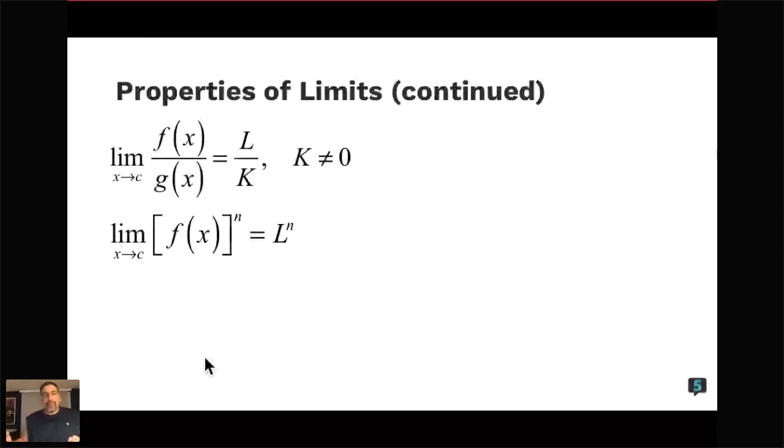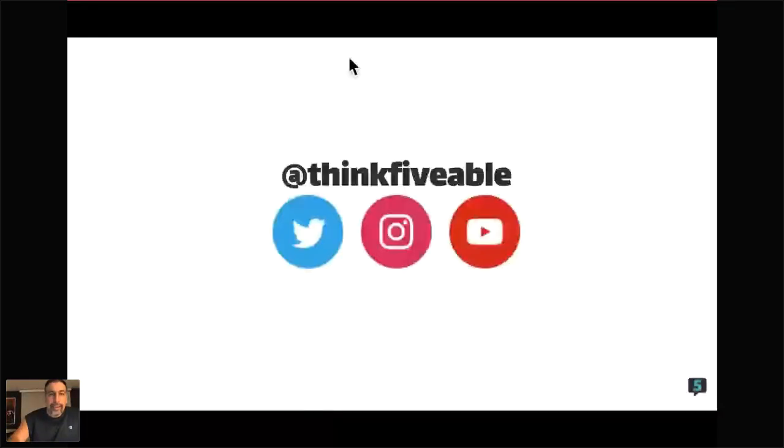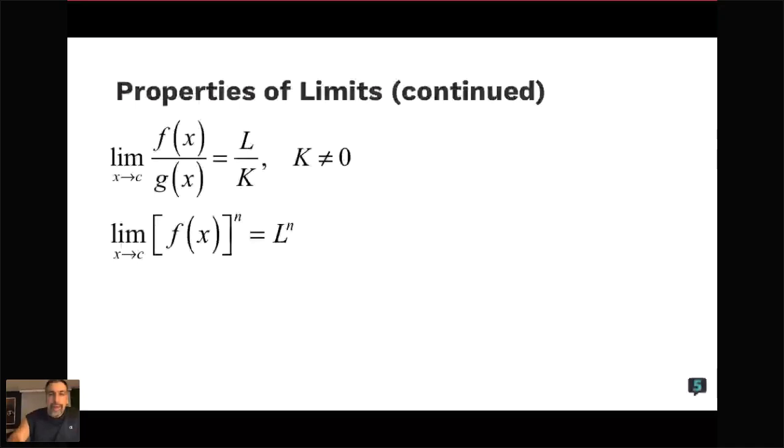These limit properties translate pretty nicely the way we would expect. They're all kind of common sense kind of things. So what I'd like to do now is go back and look at a couple more examples that are the types of examples that you might see on the AP exam.